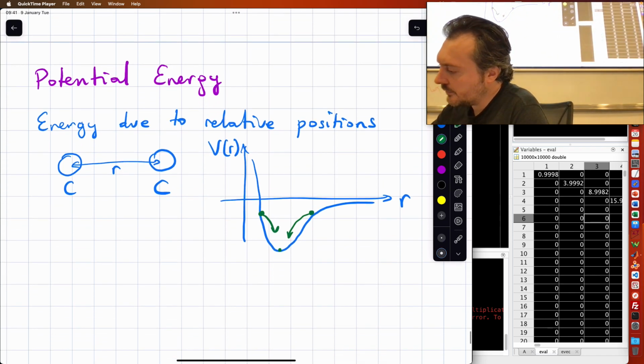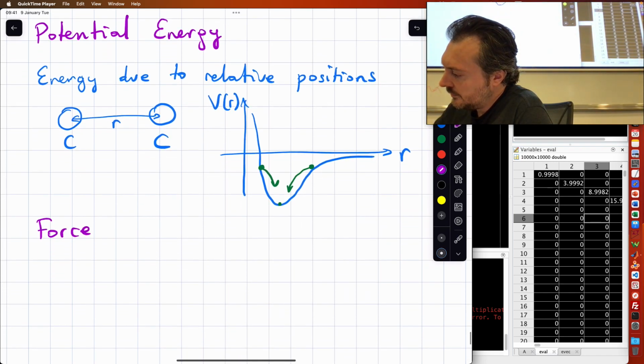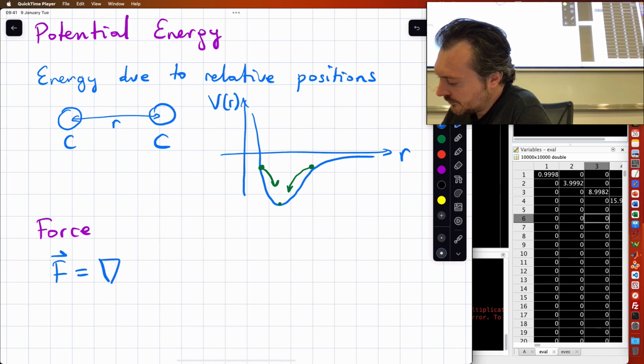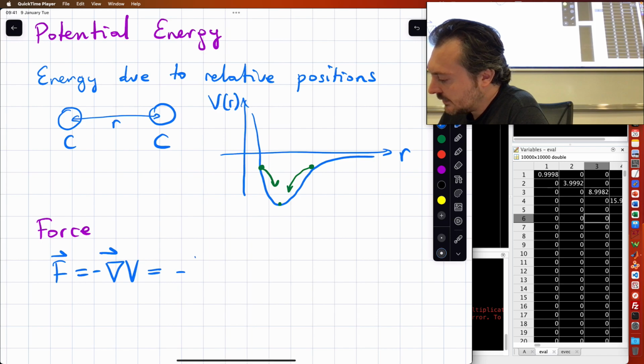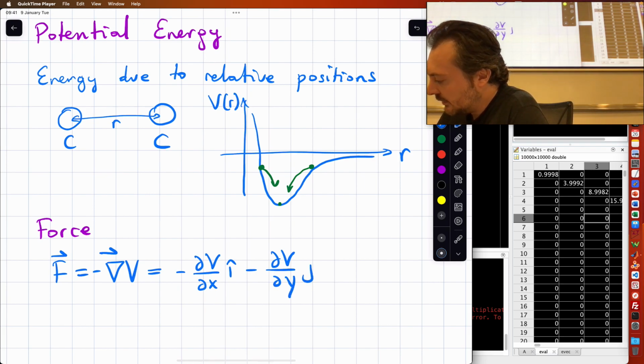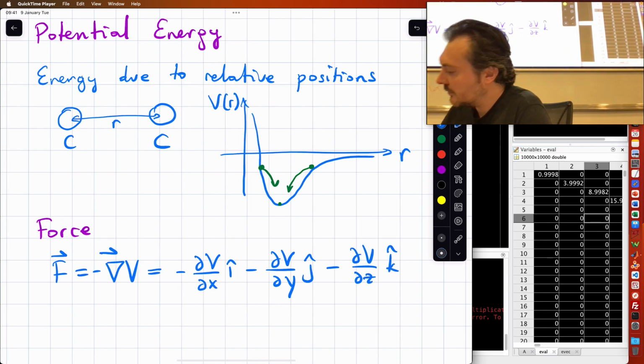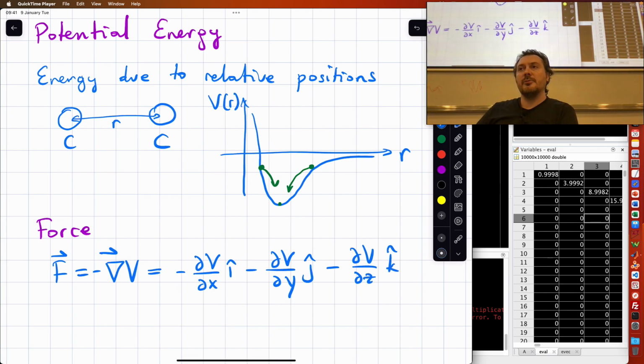What is force? Force is the negative gradient of the potential. What does negative gradient mean? It means negative del V over del X in the I direction, negative del V over del Y in the J direction, del V over del Z in the K direction. Okay? Any problem here?